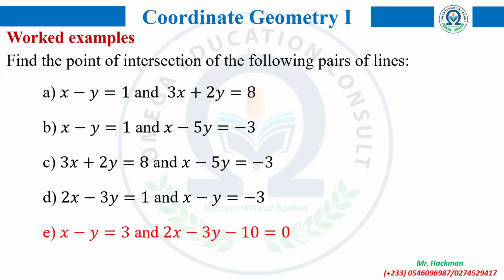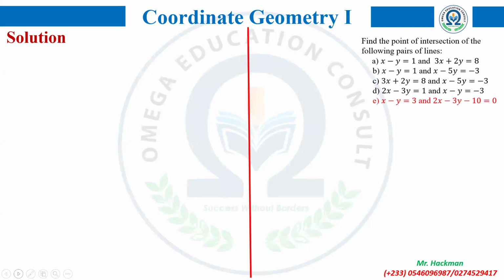Find the points of intersection of the following pairs of lines. So let's look at the solution. We are finding the point of intersection, so it means your answer must be in the point form. The question didn't come with any major question number, but we have a minor question number A. What are we given?